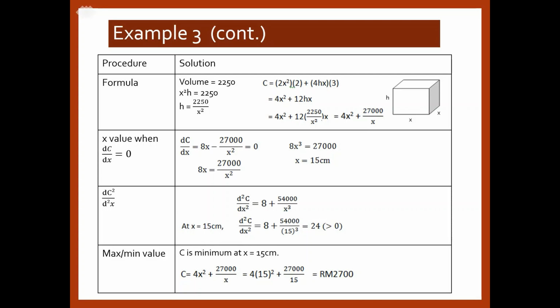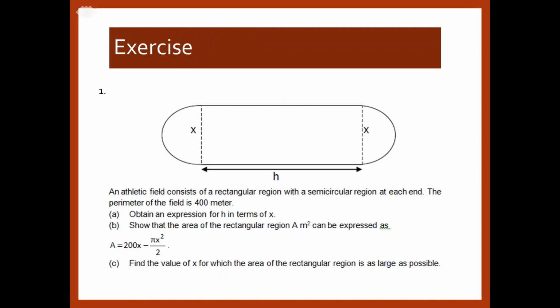Substitute x equal to 15 into C. You will get C equal to 2,700 ringgit. To check your understanding of today's lesson, please do the following exercise.